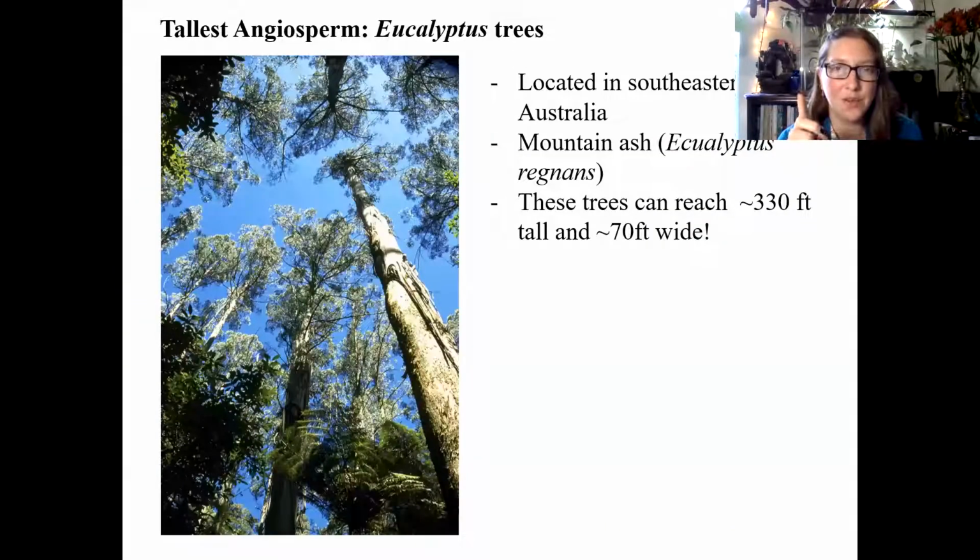And so on the conifer lab, we learned that the tallest living trees are conifers. There's still some pretty tall angiosperms as well. The tallest known angiosperms are these eucalyptus trees located in southeastern Australia. Their common name is mountain ash, and they can get about 330 feet tall, which is pretty big, and 70 feet wide, which you should be thinking, 70 feet wide, what does that mean about its growth? Right, tons of secondary growth.